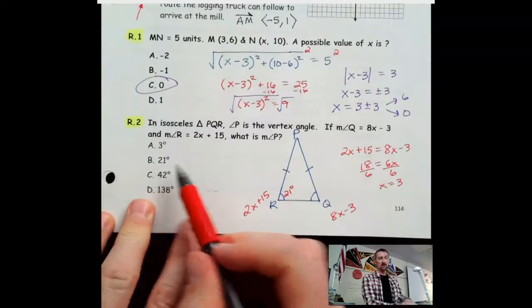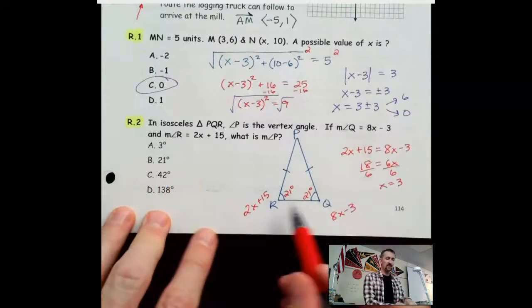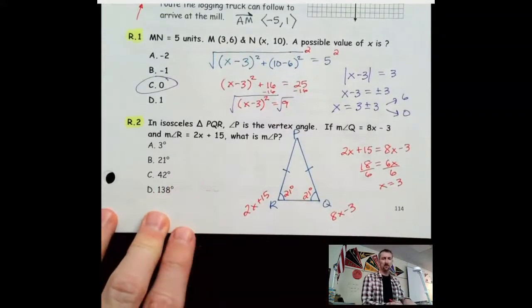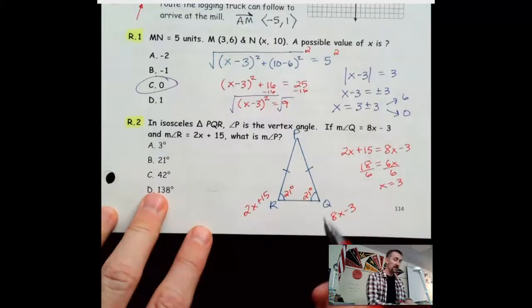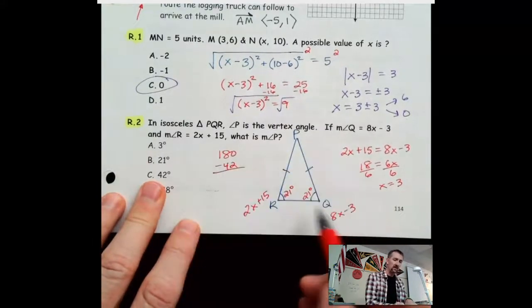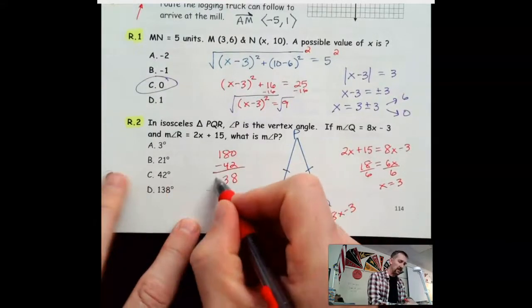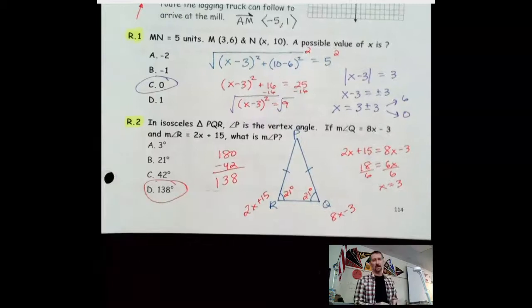No, that's not the answer either. Since it's isosceles, these are both 21. If we add those together, that's 42. Hey, that's the answer. No. The 3 angles of a triangle add up to 180. These two add up to 42. So that's going to be 138.